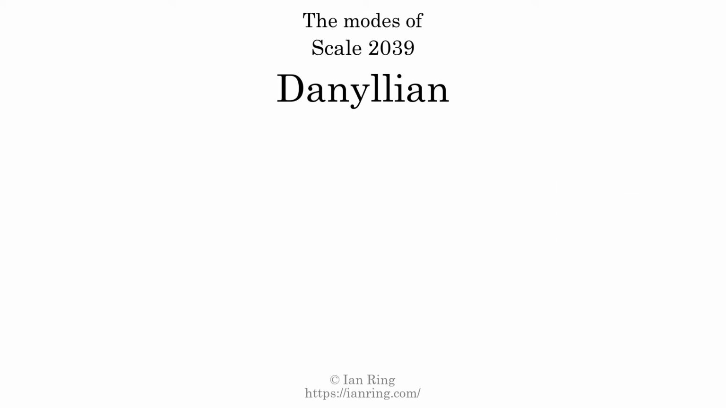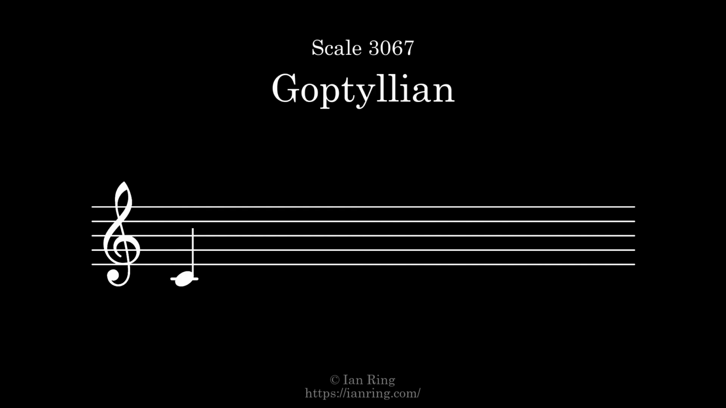This scale has 10 modes. The first mode is itself. The second mode is scale 3067, also known as Danyllian. It sounds like this.